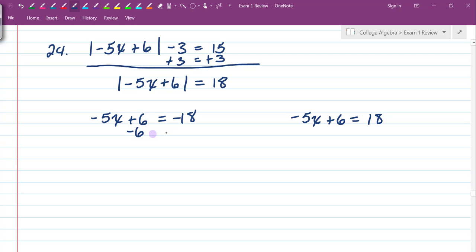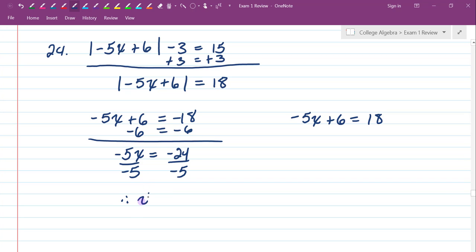So we'll subtract 6 from this side and bring that over here. And we end up with -5x is equal to -24. We'll divide both sides through by -5. And we get, therefore, x is equal to a positive 24 divided by 5.